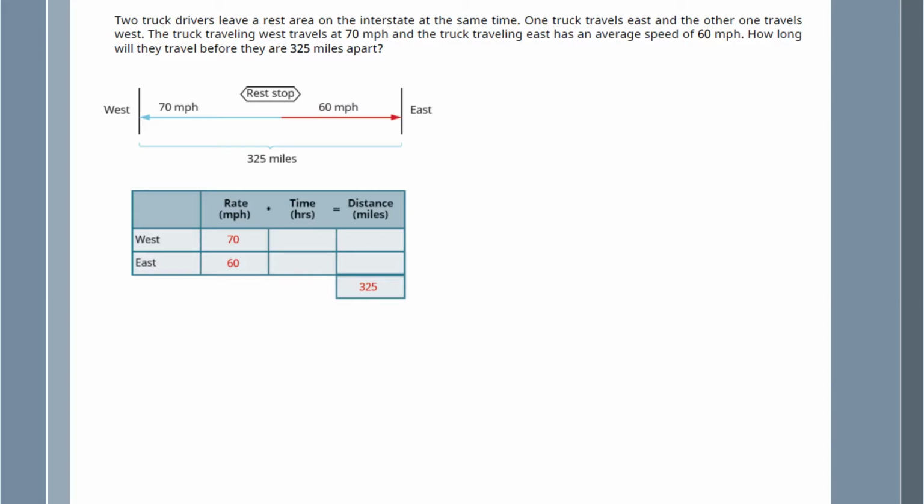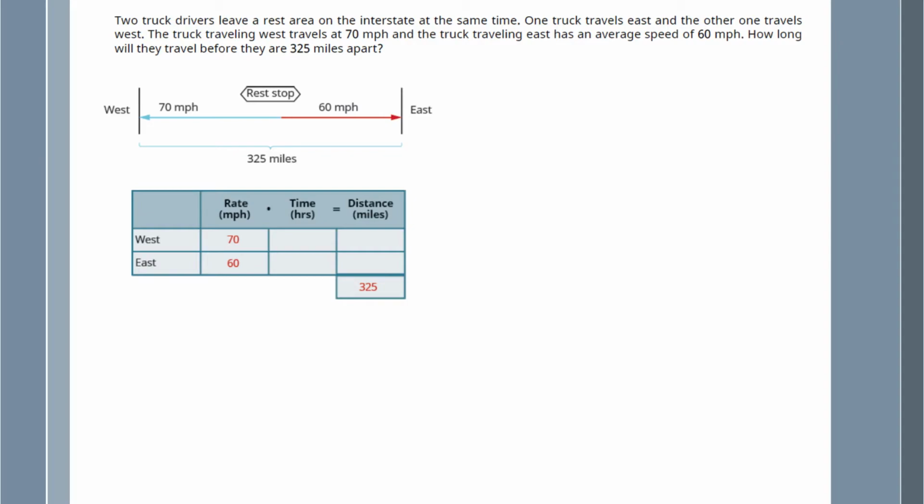So, again, if we set up our diagram, in my opinion, it's pretty clear to see what we're going to do here. We've got a total distance of 325. We need to simply find the expressions that mean distance for the westbound truck and distance for the eastbound truck. Add them together and we get 325. So let's do that.